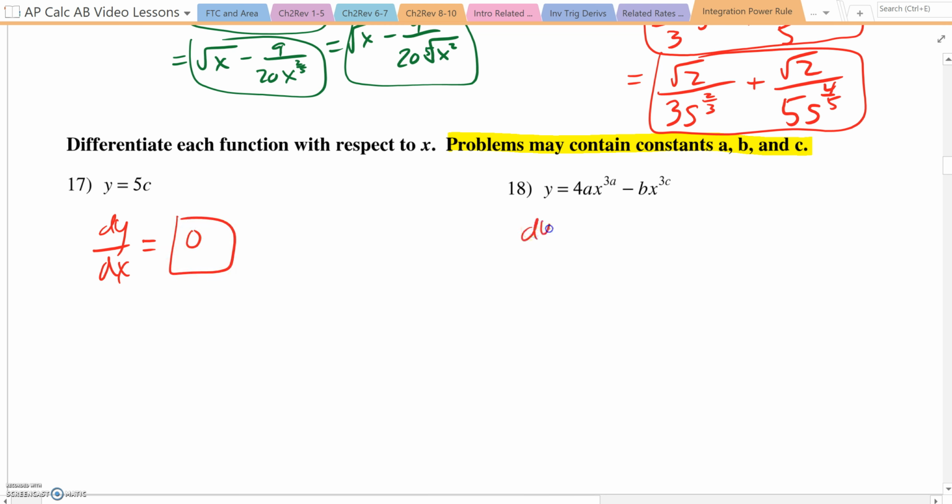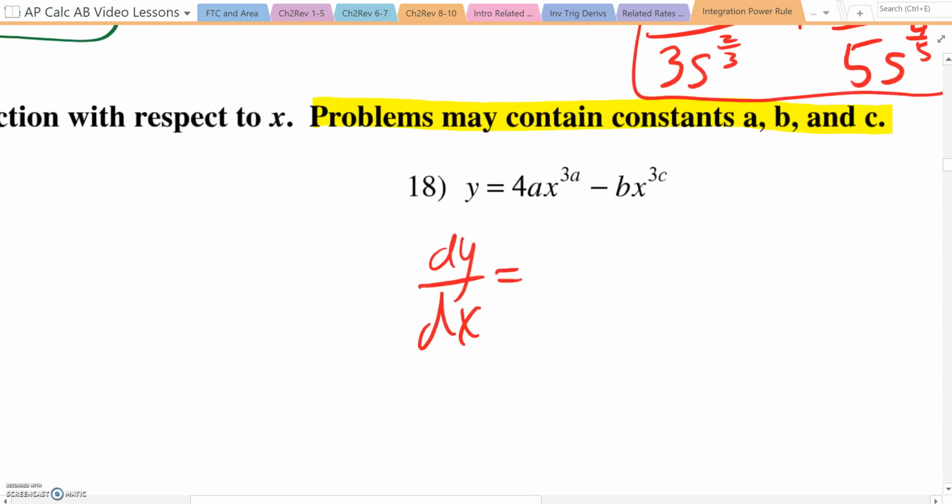Second one, dy dx. Let's see here. I've got a variable and I've got a coefficient out front. Now normally you take the power and it comes down and joins that coefficient out front. So let's do that. So the 3a comes down, multiplies by the 4a. We'll clean that up later. And then you reduce the power by subtracting 1. That's different. We haven't done that very often.